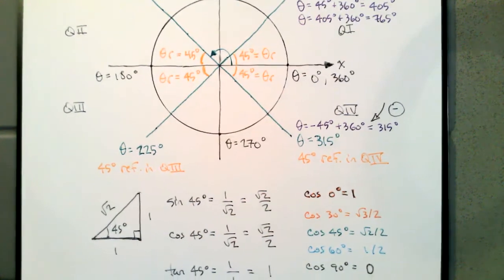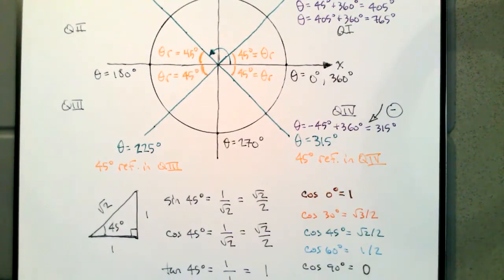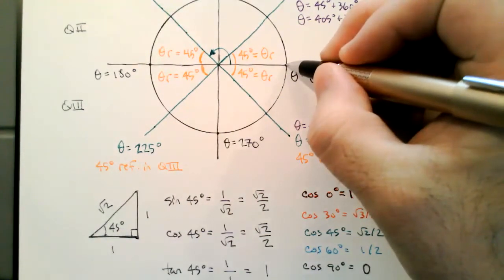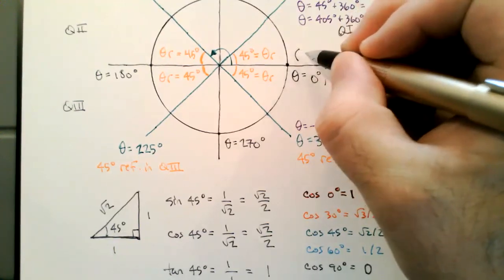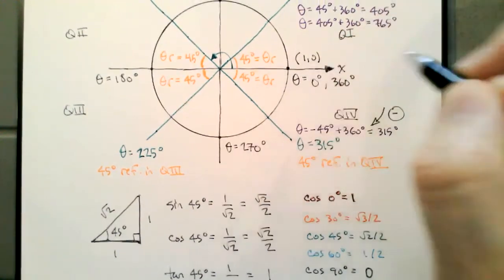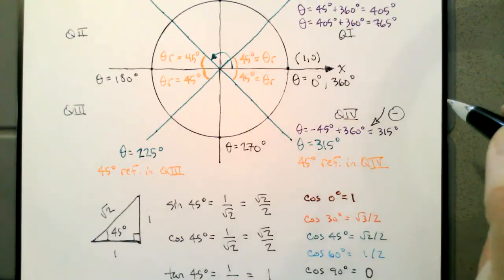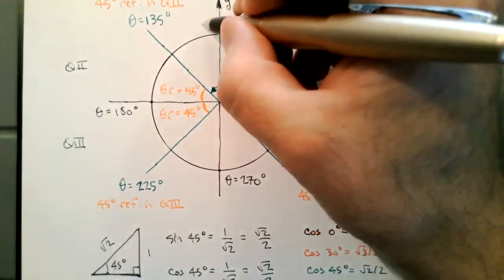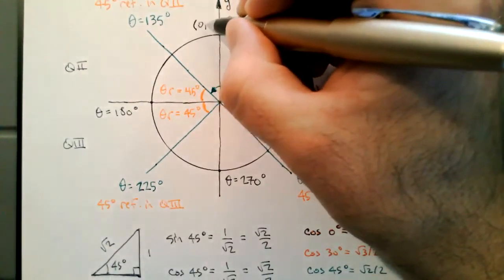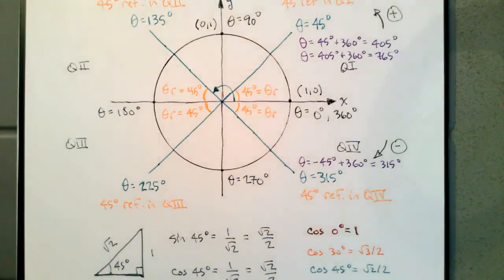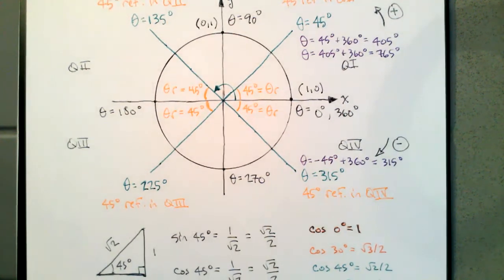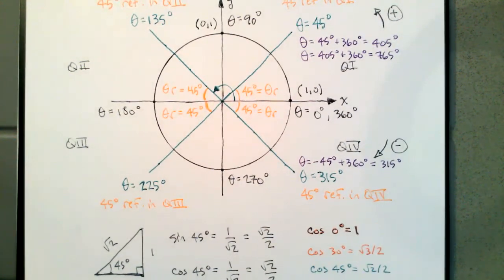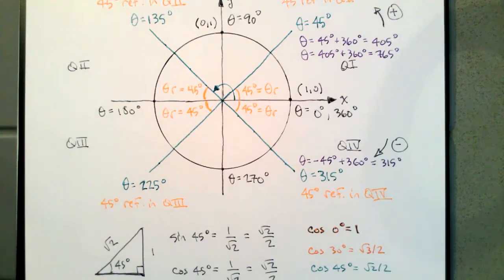We can associate these with the x-coordinates if we go around a unit circle. The coordinates corresponding to theta equals 0 are 1, 0. And the coordinates corresponding to theta equal 90 are 0, 1. So what we're going to track with cosine through this first quadrant is the x-coordinate. So cosine theta is the x-coordinate on the unit circle.